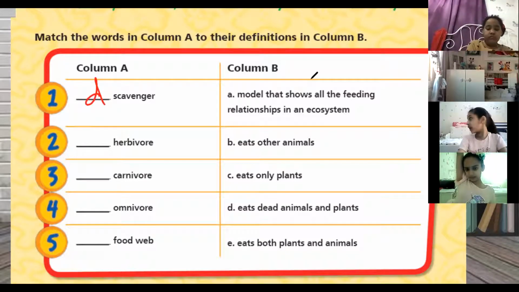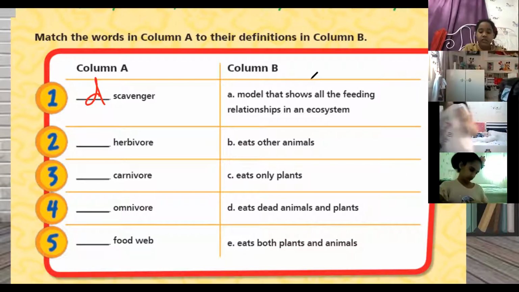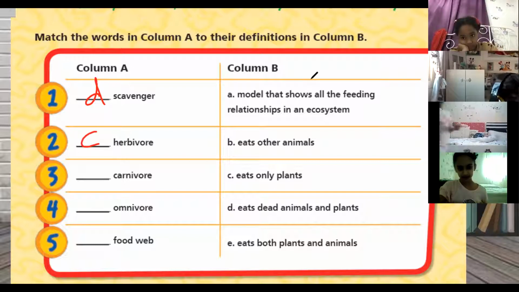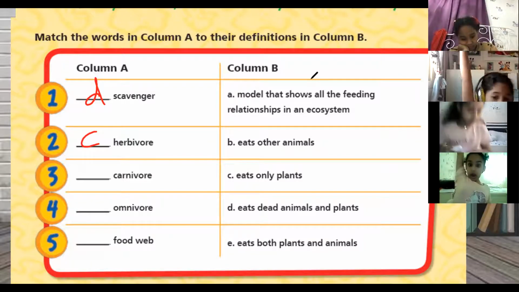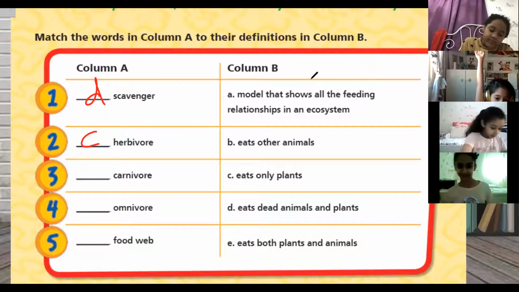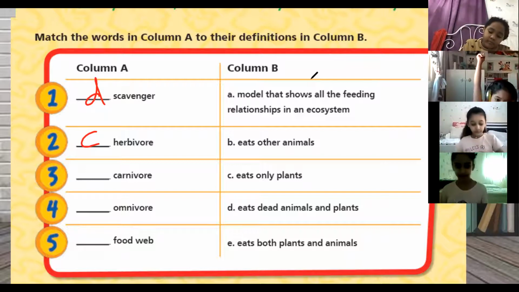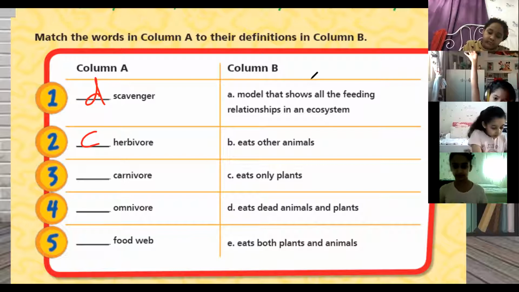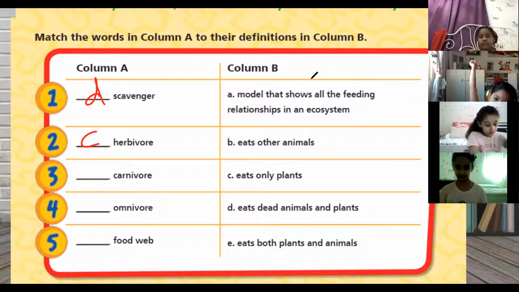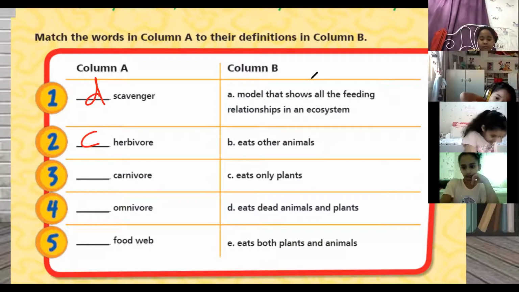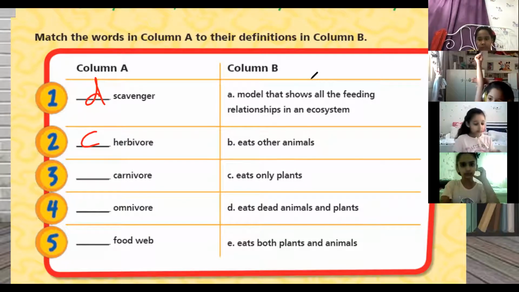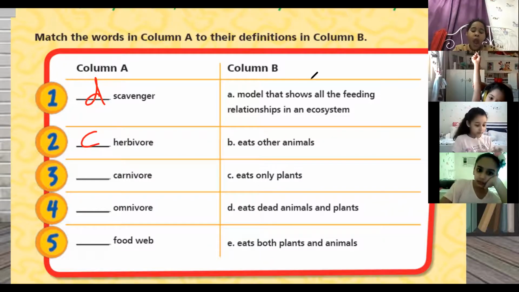Yes, Yaleen. What's a herbivore? C. Eats only plants. Excellent. Very good. Bushra, what's a carnivore? Is it C? Are you sure? Carnivores. No. Let me see. Eats both plants and animals, E.